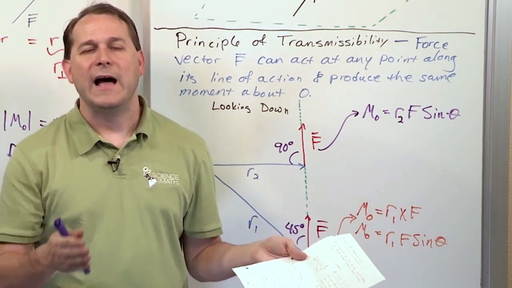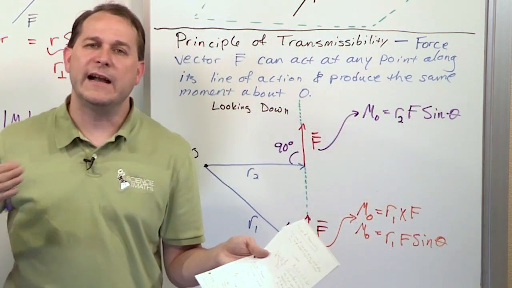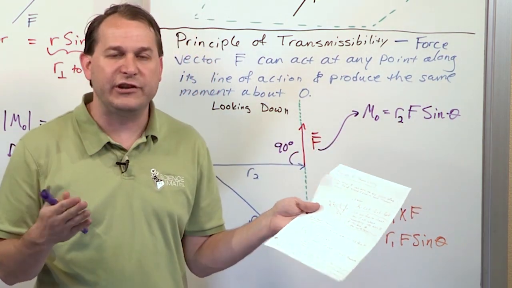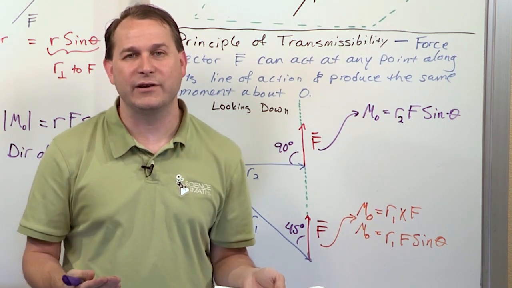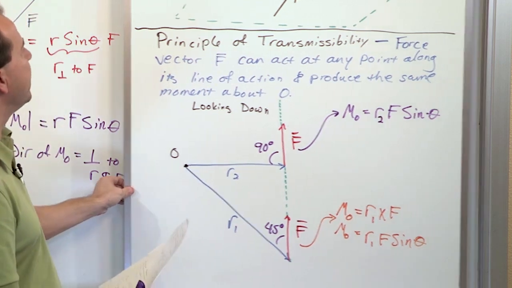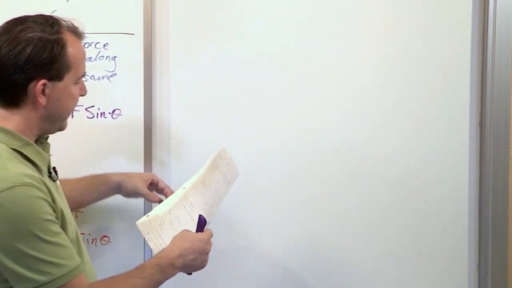But then you realize, oh, I can just shift this thing up and down its line of action. If I'm just trying to find the moment about O, I can shift it up and down its line of action anywhere I want, and I can simplify my calculation tremendously in many, many cases doing that. Okay. Next thing I want to talk about is very simple.